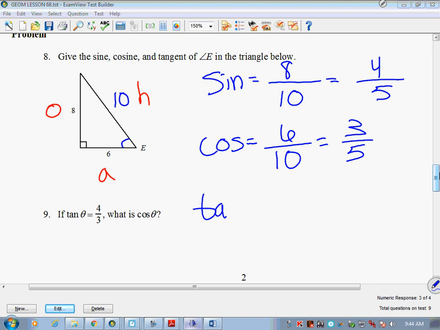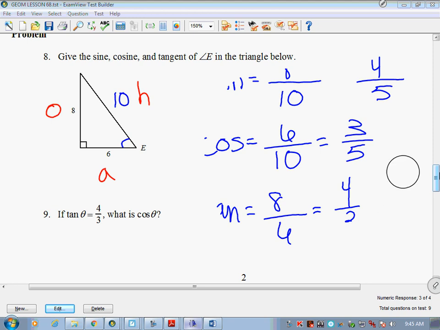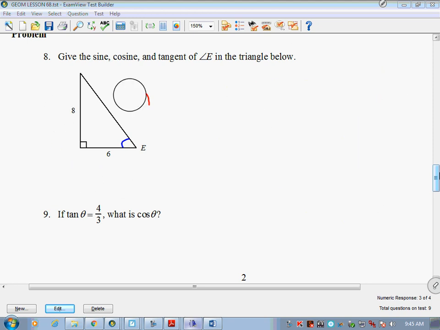Okay. Tangent. What is tangent, class? Matt, what do I get? What's that? 8 over 6? 8 over 6, does that reduce? Divide both numbers by 2, I get 4/3. All right, so I've got 4/5, 3/5, then 4/3. Okay, we've got one last question to work out. You can see why now I make a big deal about understanding opposite, adjacent, and hypotenuse, because if we don't understand those things, we're going to struggle all the way through.